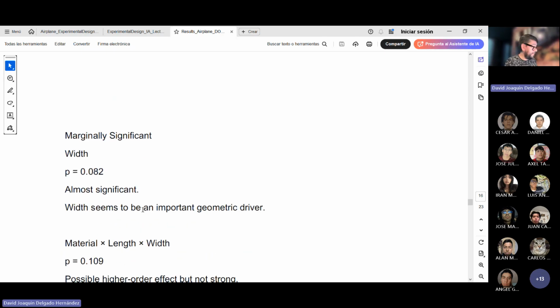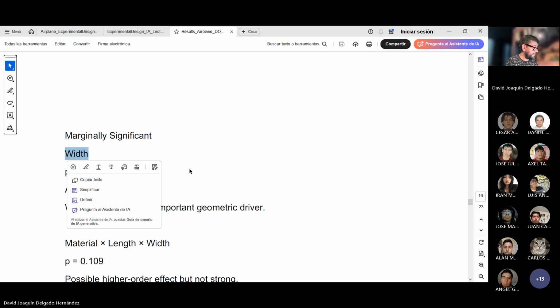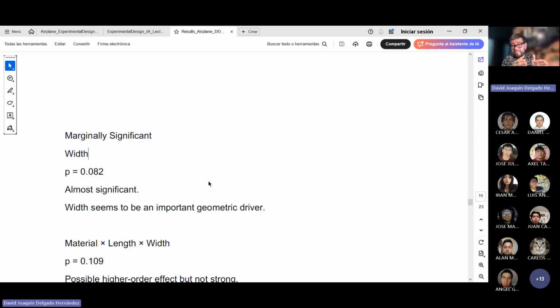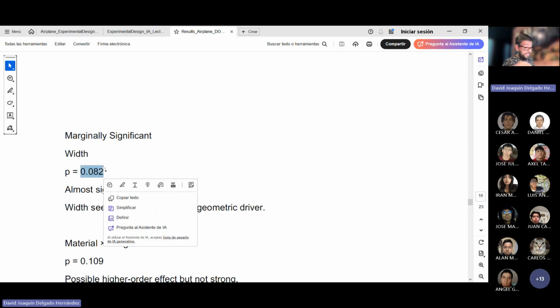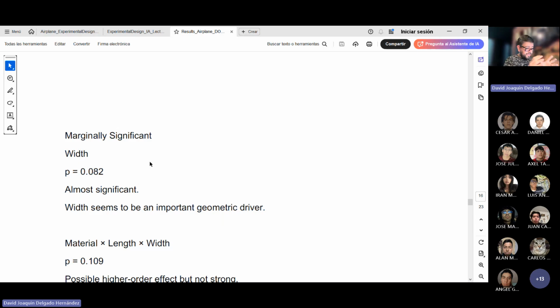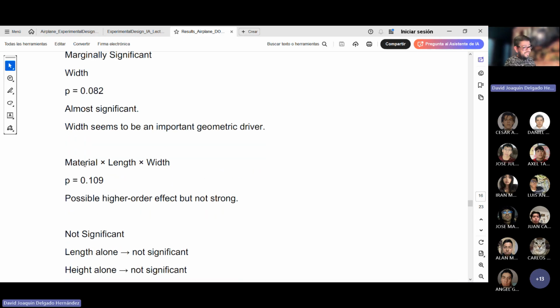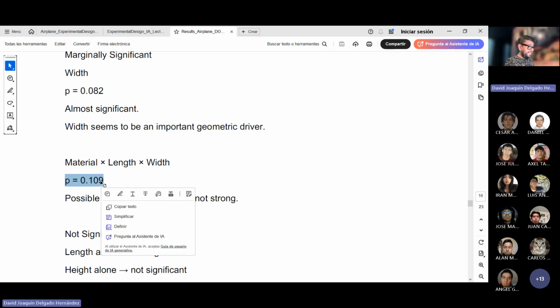Some marginal coefficients: the width. So yes, the width is important, but not so important because this p-value is not lower than 0.05. This is greater. That is 8%, and the threshold would be 5%. So this is somewhat important. This is again somewhat important, material length and width, but this coefficient is showing that it is not so important.